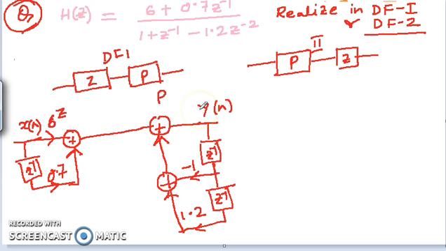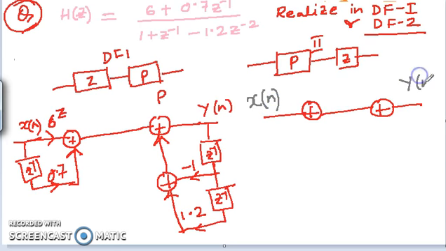Now what is going to happen in direct form 2? The same thing will happen, but the poles will be on the left hand side and the zeros on the right hand side. We are going to put two summers and write x[n] here and y[n] here. Another thing to remember for direct form 2 is that the delay elements are in the middle column. So the delay element will appear here.